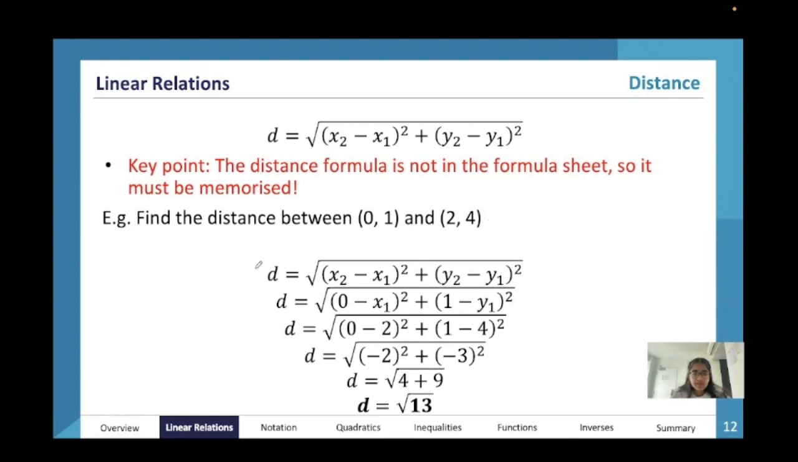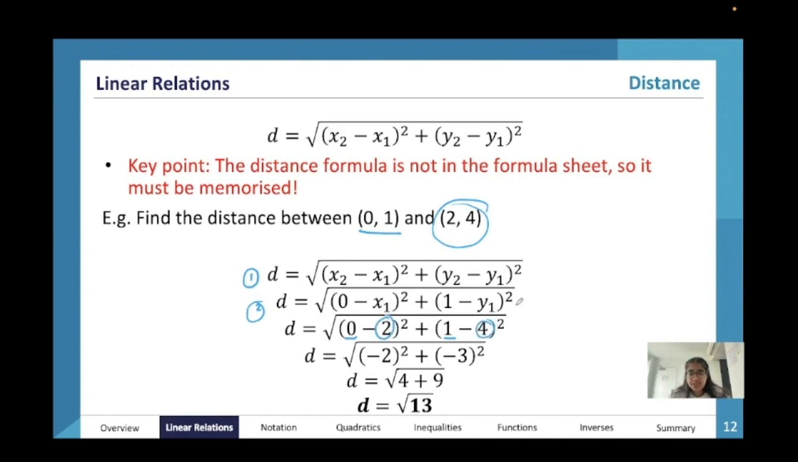So first, recall that the distance formula is the square root of (x2 minus x1) squared plus (y2 minus y1) squared. So that's the first thing to recall. Second thing, substitute your points. Your first point is (0, 1), so that's this and this. And your second point is (2, 4).